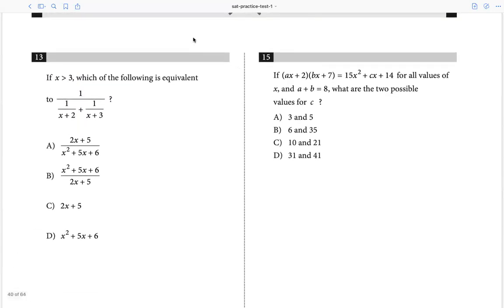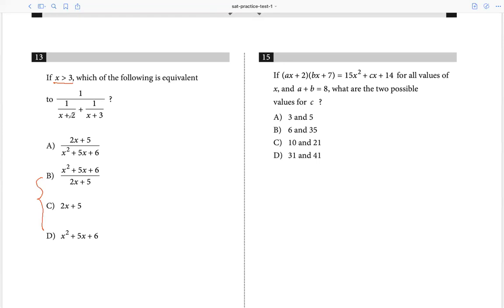Okay, now let's see 13 and 15. Let's see 13. 13 is saying if x is greater than 3, which of the following is equivalent? So we have to do some simplification. And those three we know are definitely not equal to each other. So we know B, C, D are definitely not equal to each other.